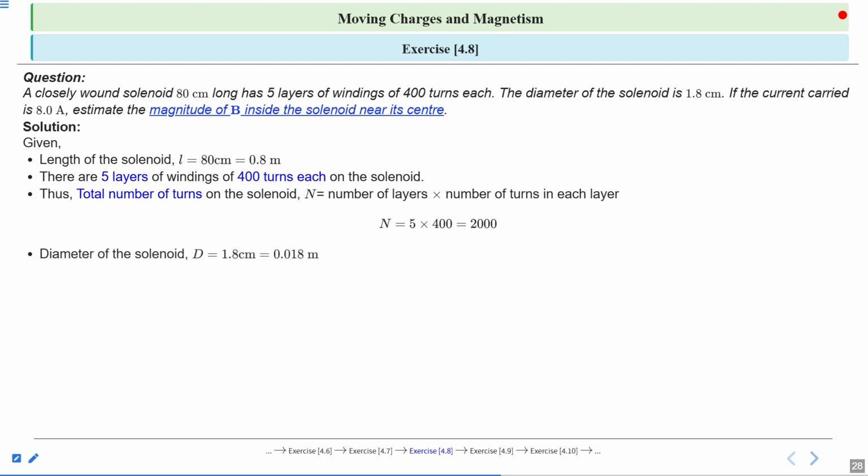The diameter of the solenoid is also given, 1.8 centimeter, which is 0.018 meter. If we find the area, pi d square by 4, this 0.018 will get squared and the value will reduce further. So the area of cross section is very small as compared to length. Or we can say the diameter is also very small as compared to the length. Length is 0.8 meter and diameter is 0.018 meter. Okay, so the current carried by the solenoid is also given, I equal to 8 ampere.